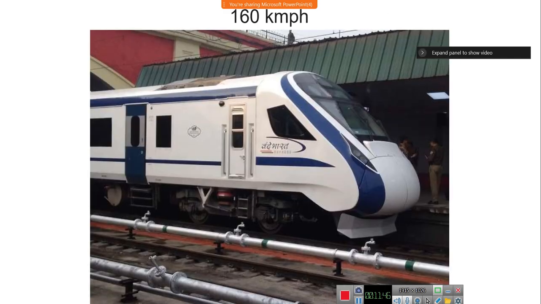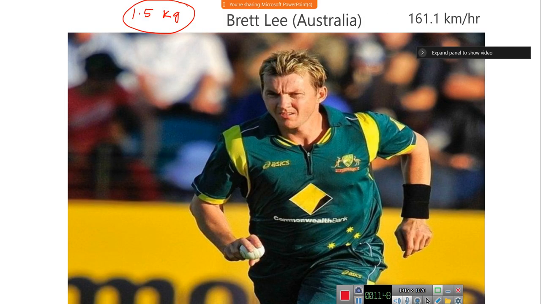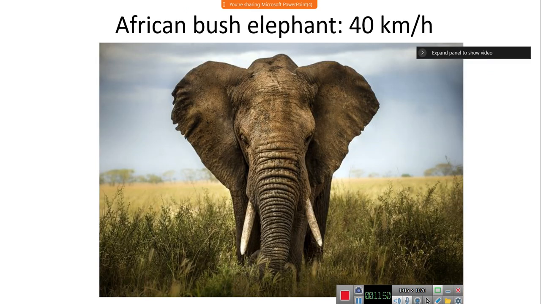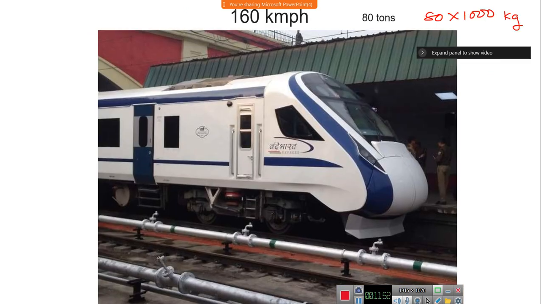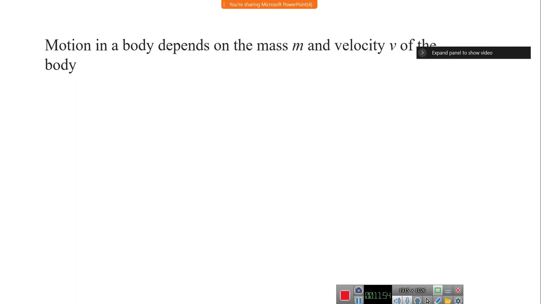Now, we'll come back to the main point. All these motions which we have seen depend on two things, and they are mass and velocity, or you can call it speed. The motion of a body depends on mass and velocity, and that body gets a kind of property when there is a mass and velocity.